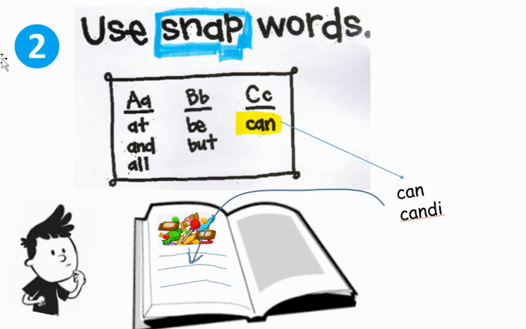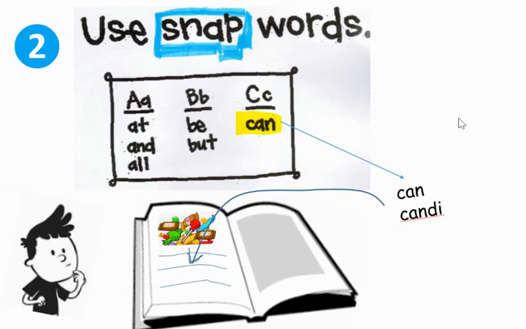Another way, number 2, to spell words is you can use the snap words that we've been learning. So let's say you're writing a story about your favorite candy, or maybe about candy that you collected at Halloween time, but you can't remember how to spell the word candy. Well, you remember the word can because can is a snap word. C-A-N, can. So listen to the sounds as you say it.